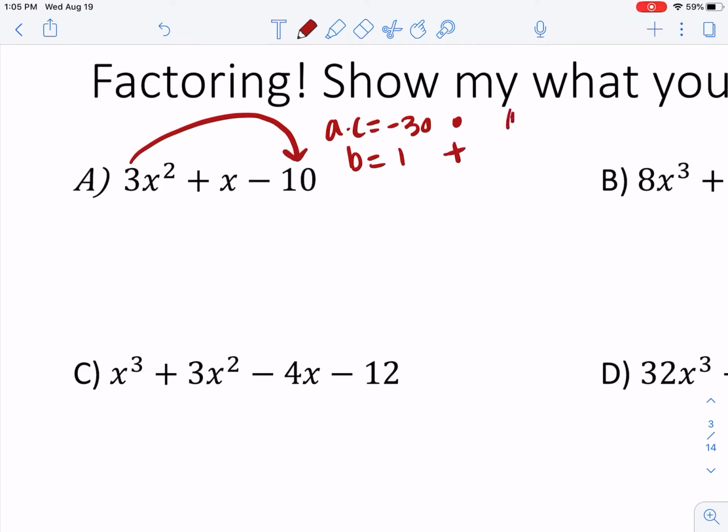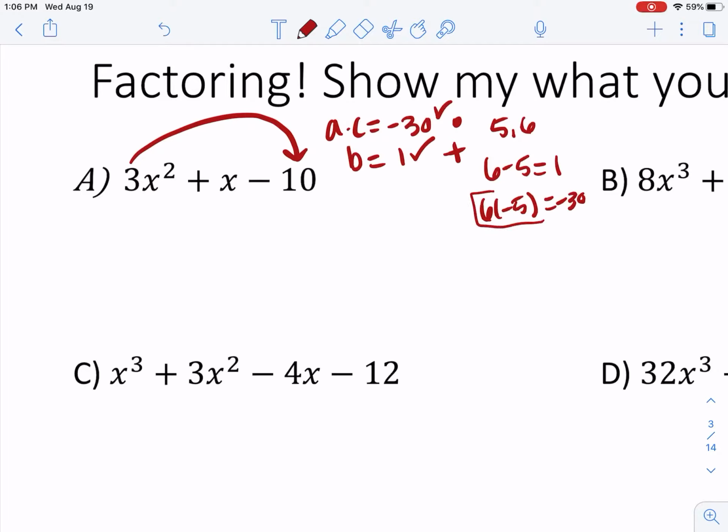When I think of 30, my first thought is 3 and 10. But I know there's no way to make that add to be 1. So I'm going to say, oops, nope, let's try again. Then I start thinking, well, to get 30, I could also do 5 and 6. Those are actually only 1 apart. So if I say 6 minus 5 equals 1, well, hey, that works there. And if I do 6 times negative 5 equals negative 30, that works there. So these are my magic numbers.